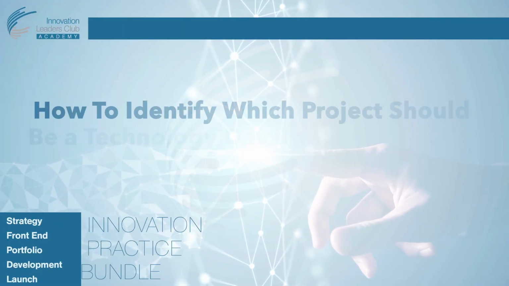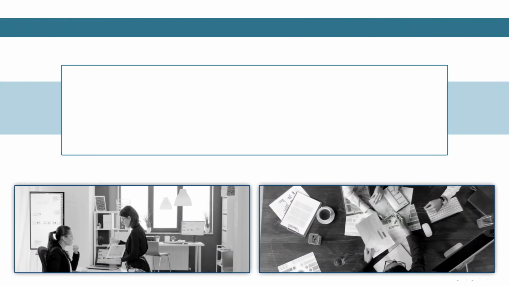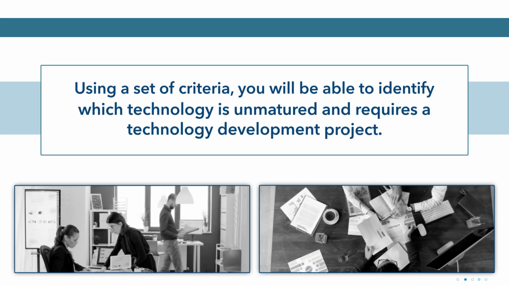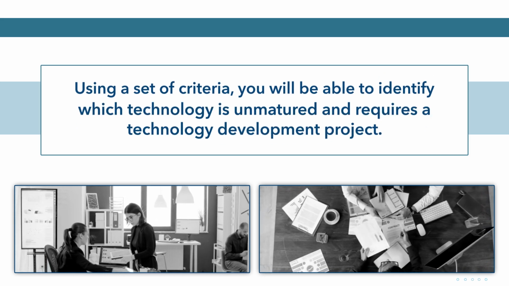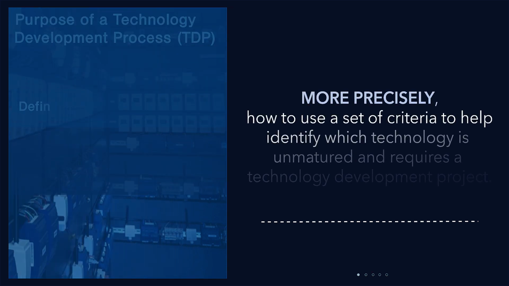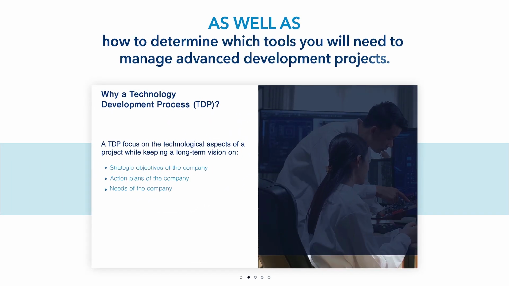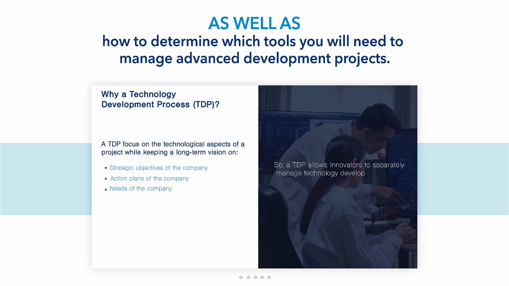This video from the Innovation Leaders Club will explain how to identify which project should be a technology development project. Using a set of criteria, you will be able to identify which technology is unmatured and requires a technology development project, as well as how to manage advanced development projects. You will need a tool to prioritize them.